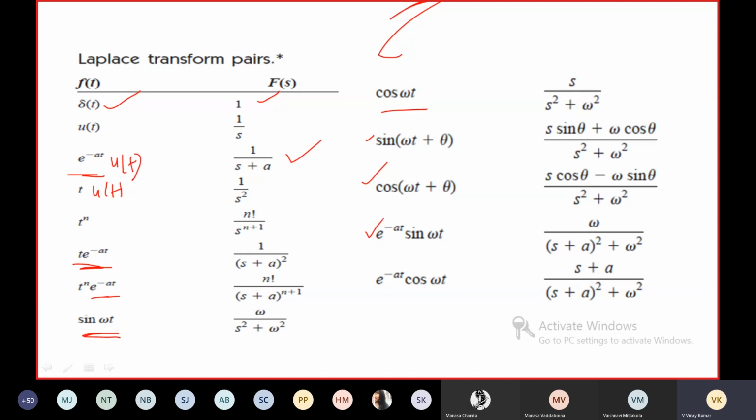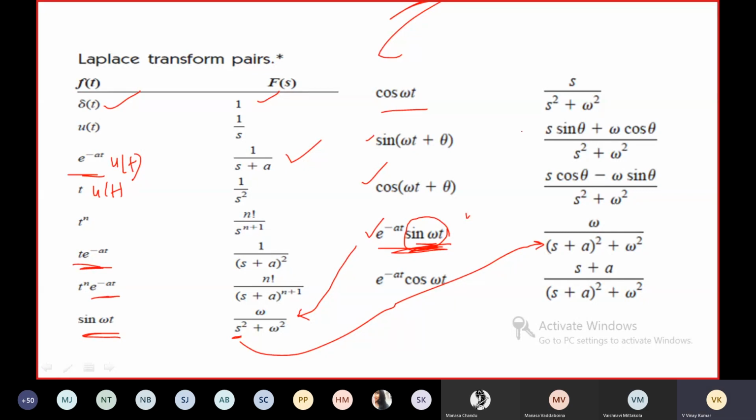Okay. Laplace of e power minus at sin omega t is what? Frequency shifting operation. First you find Laplace of sin omega t, which is omega by s square plus omega square. Okay. E power alpha t means frequency shifting operation. So in place of s you put s plus a.